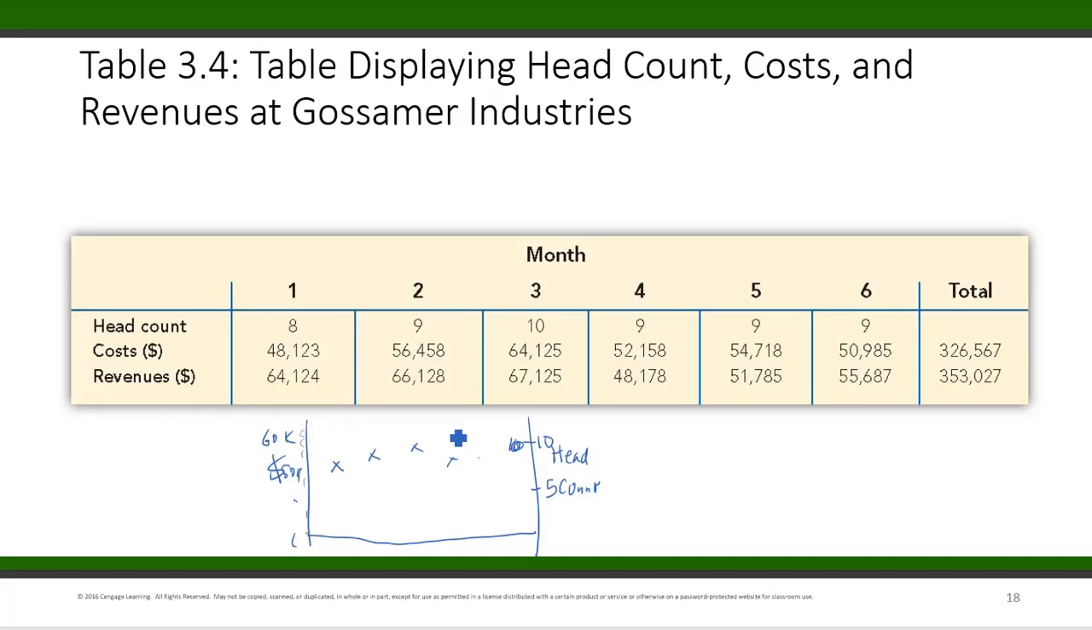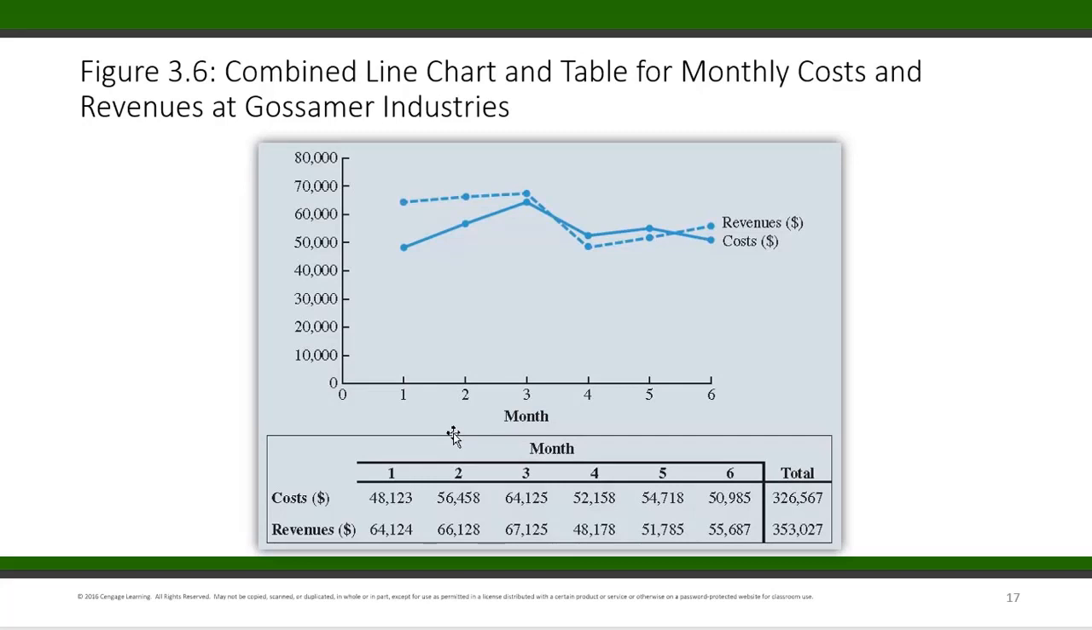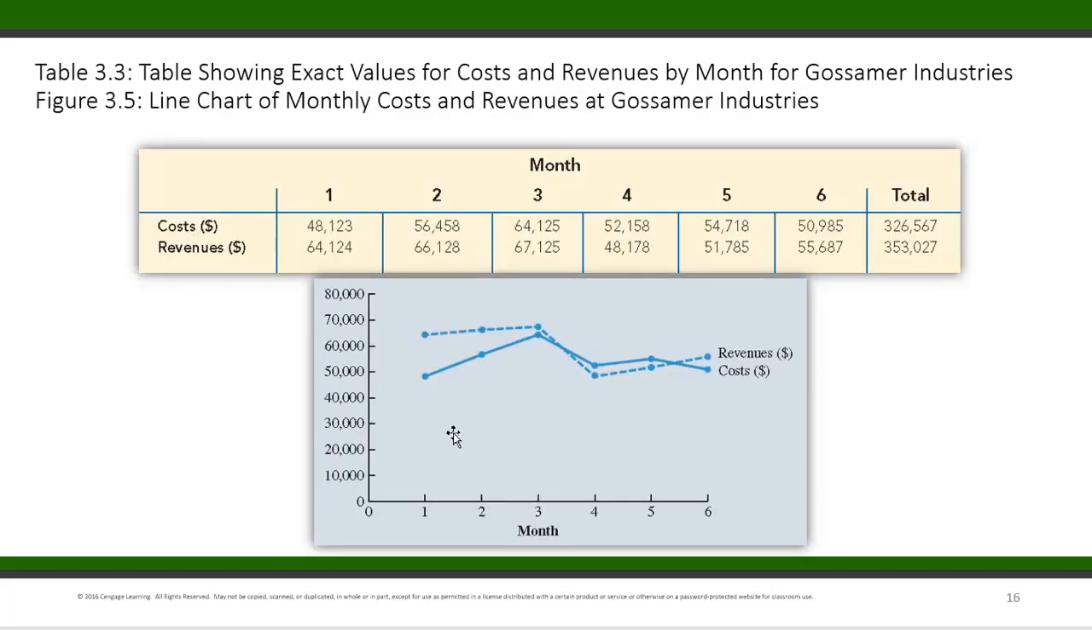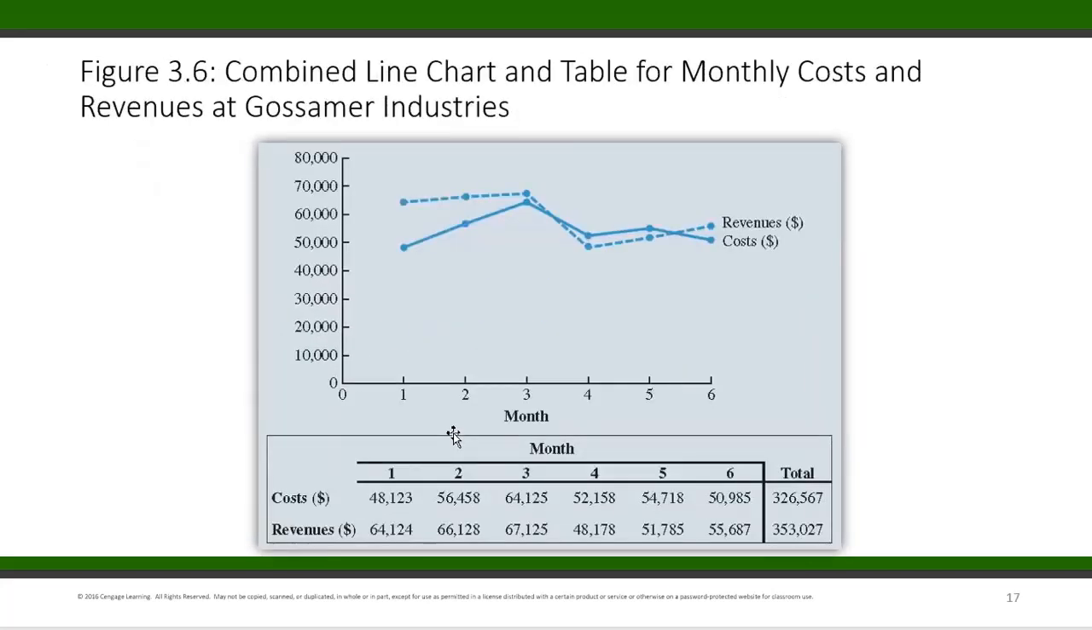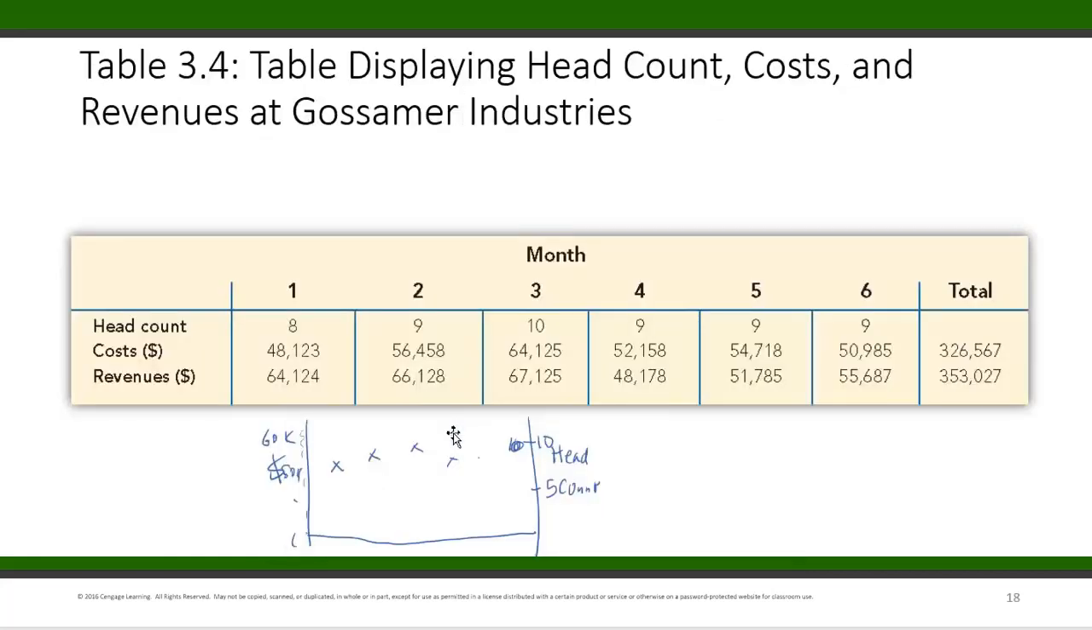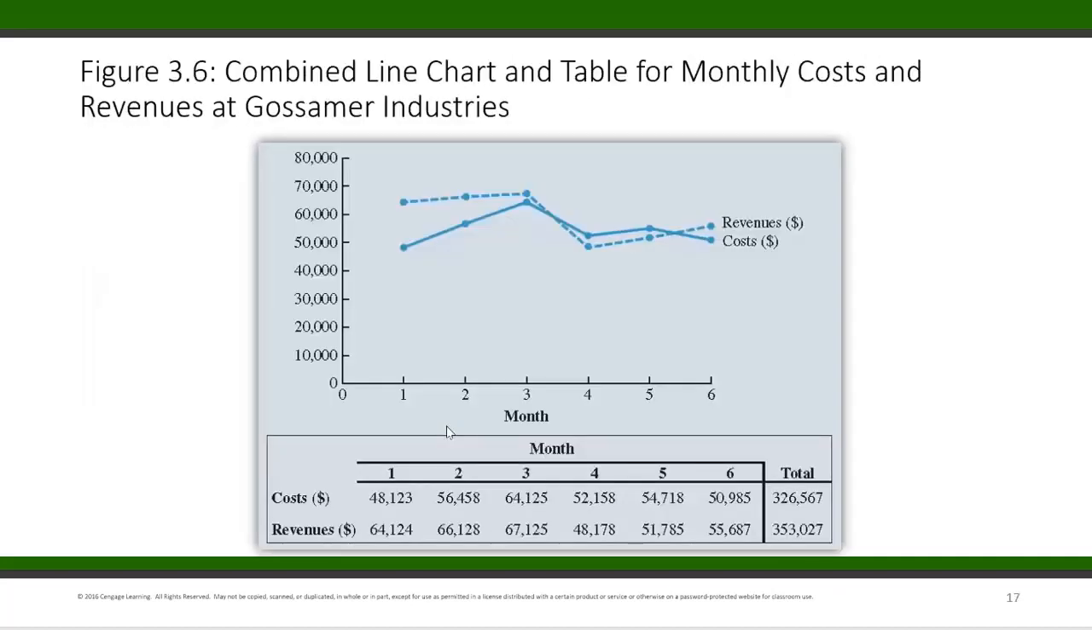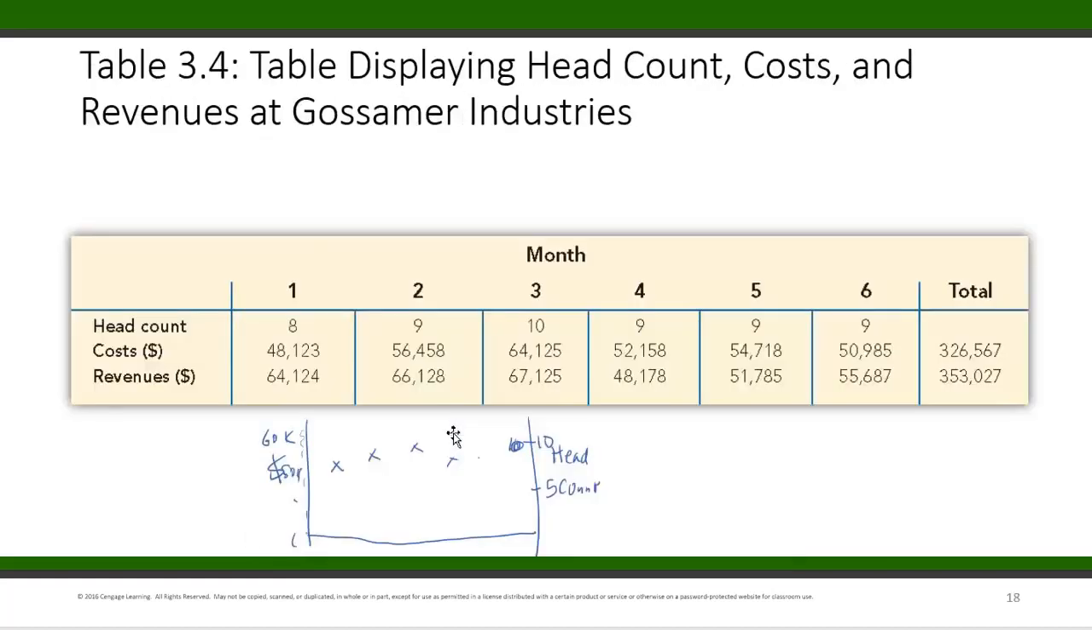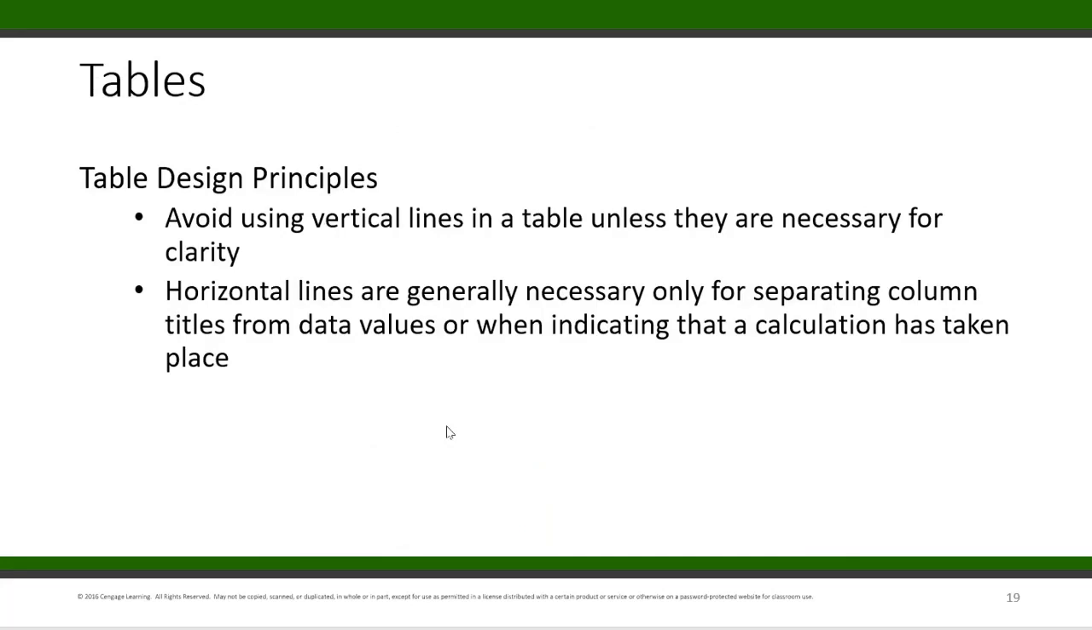Okay, but there is a pretty easy way to do it. The recommended thing is to show a table, more like this, rather than trying to fit all these different kinds of data on one chart. Or maybe you could use two different charts: cost and revenues on one chart, and then the head count on another chart.